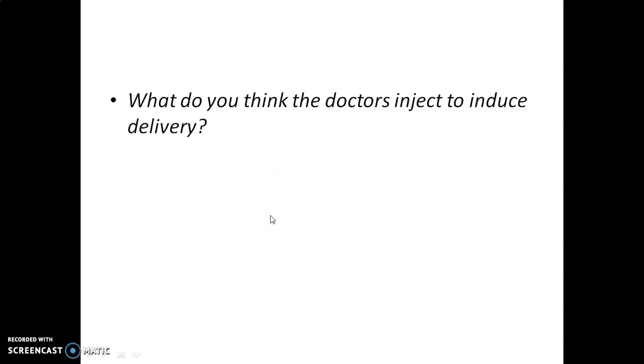Children, what do you think the doctors inject to induce delivery? Yes, oxytocin.